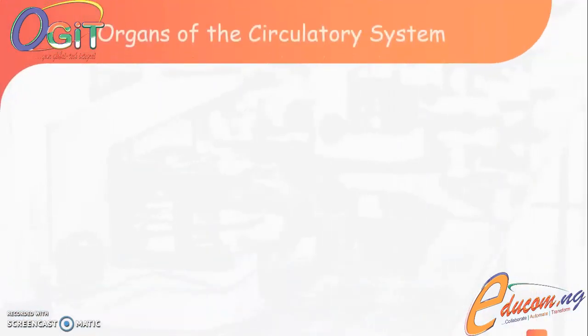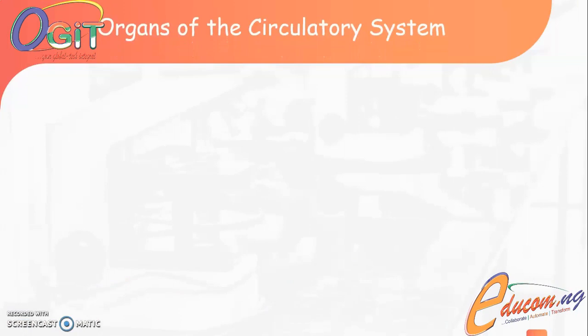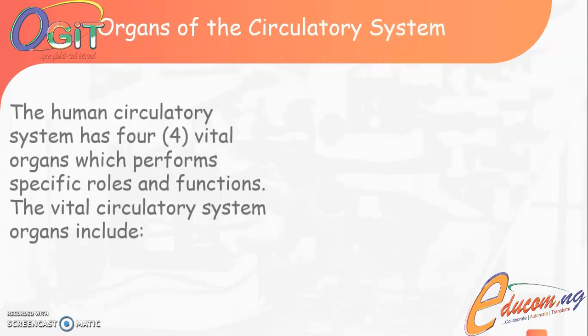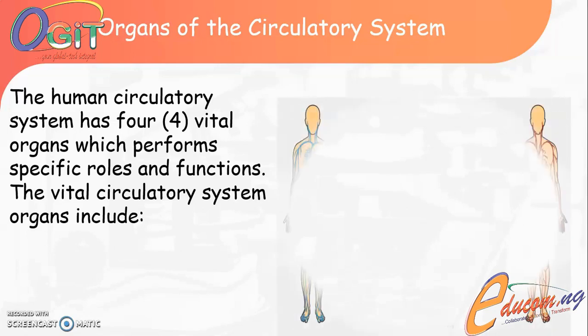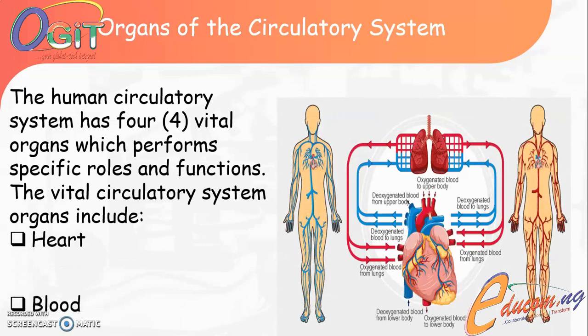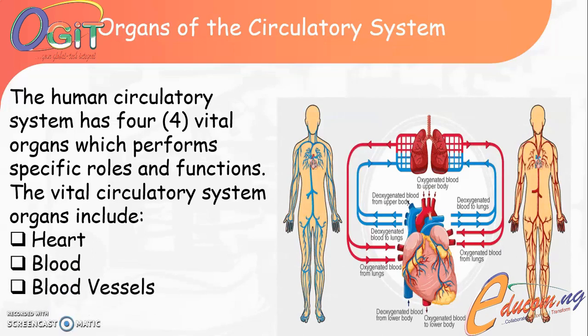Now, moving forward, the next outline I will be discussing is the organs of the circulatory system. The human circulatory system has 4 vital organs, which perform specific roles and functions. The vital circulatory system organs include the heart, the blood vessels, and lymphatic system.